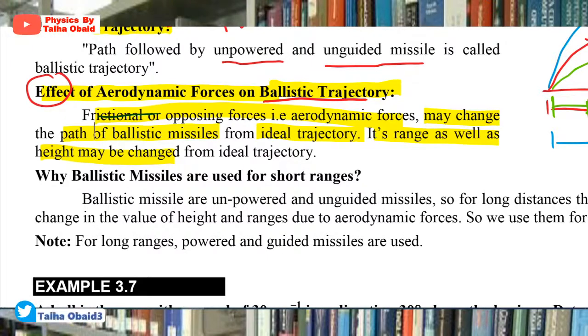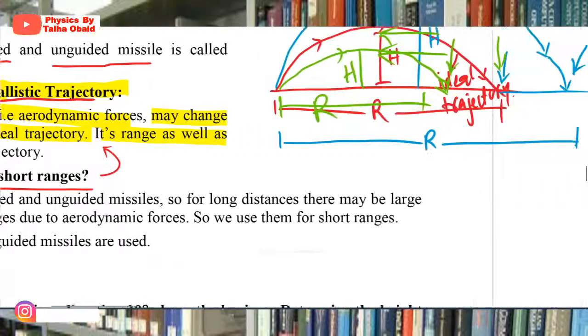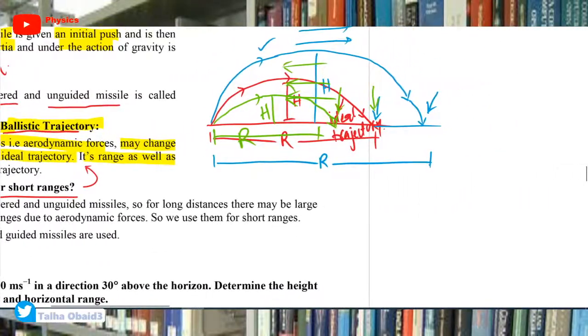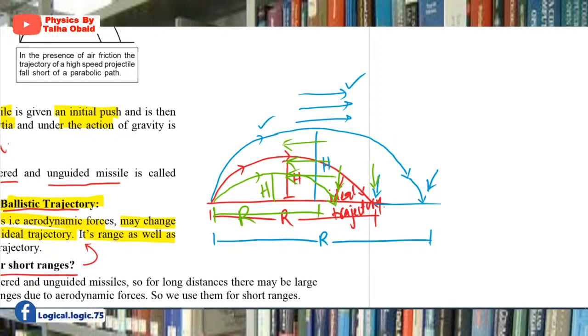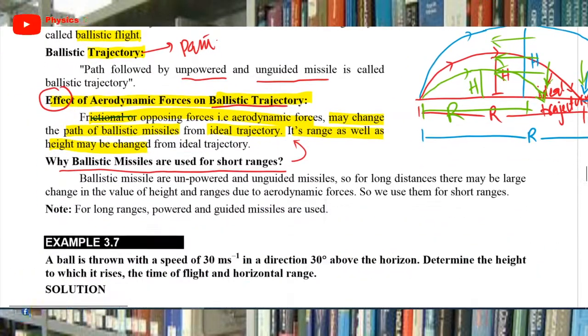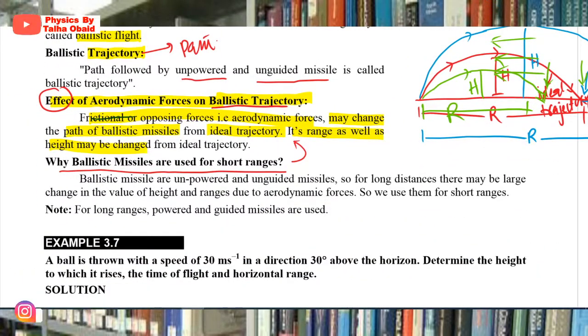Now the last thing is why we use ballistic missiles for short ranges. The answer to that question is again the same thing. Because if we use ballistic missiles for long ranges, then this kind of thing would happen and our range as well as height may be affected, and in that case we would be left with disappointment.